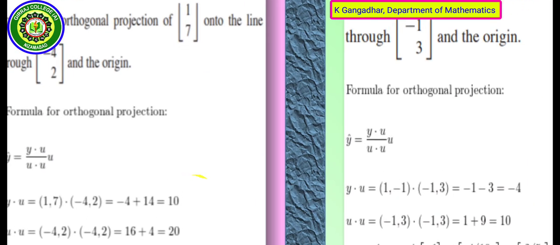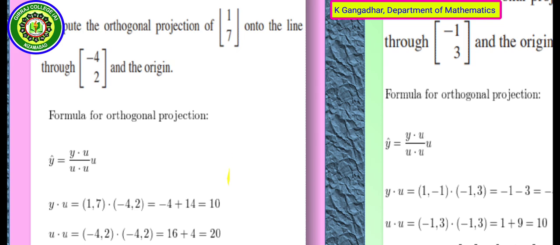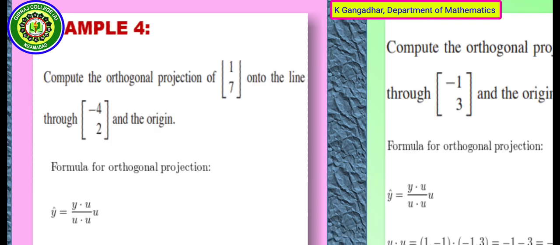Now the problem here. Compute the orthogonal projection of (1, 7) onto the line through (-4, 2) and the origin. The projection of (1, 7) means it is the y value, onto the line through (-4, 2) and the origin, which means the u value is (-4, 2).